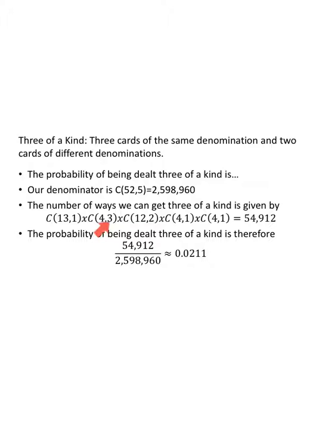Here we see I have 3, 4, 5 cards total, and I have 1, 2, 3 different denominations. 3 of the cards all the same value, maybe 3 aces. And then I have a 7 and a 4, perhaps. 54,912 different options, which is about 2%. 2% of the time you'll be dealt 3 of a kind on the opening deal.